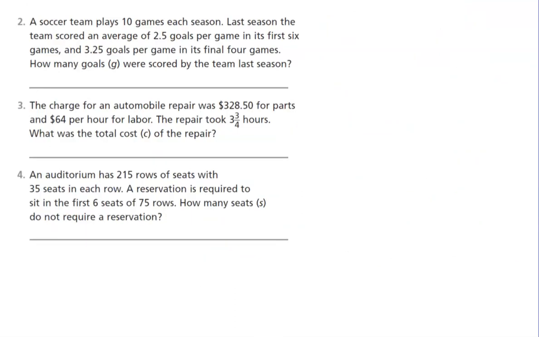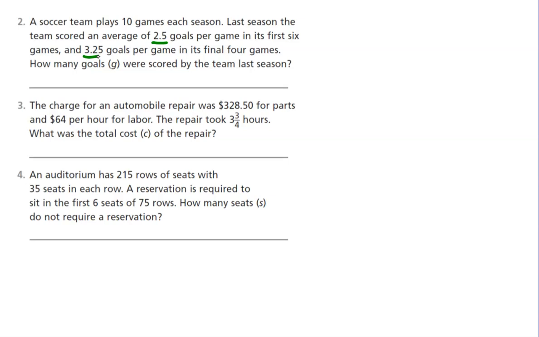Okay, so number 2, it says a soccer team is playing 10 games each season. What? A soccer team plays 10 games each season. Last season, the team scored an average of 2.5 goals per game in its first 6 games. And 3.25 goals per game in its final 4 games. So how many goals were scored by the team last season?